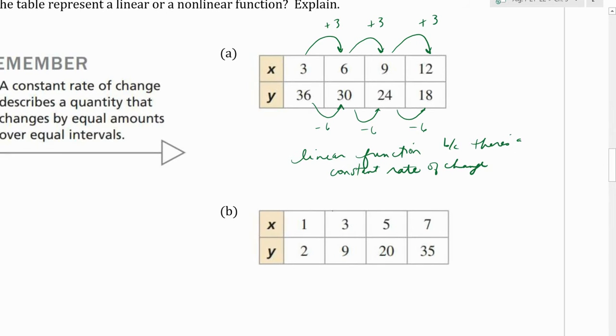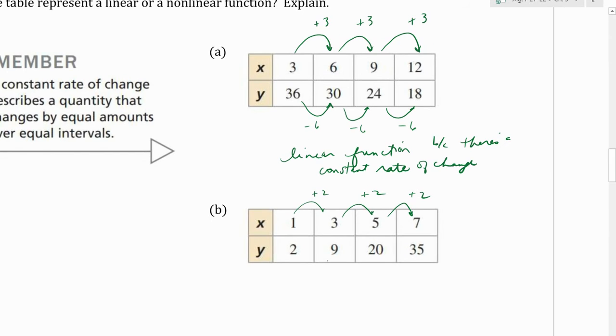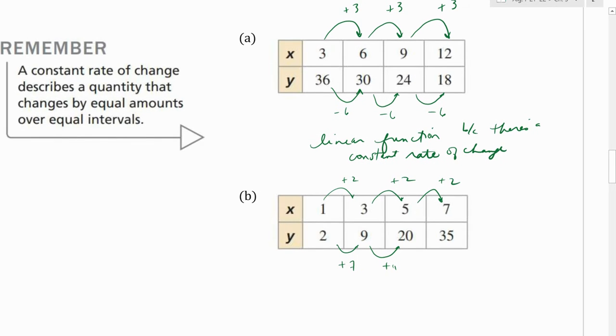Okay, now up here though, I went up by 2, up by 2, up by 2. So my x's are changing the exact same way. For it to be a linear function, the y's have to change in the exact same way. So this went up by 7. Ooh, up by 11. Right then. I don't even care what happens on the next part. This is a nonlinear function because there's not a constant rate of change.